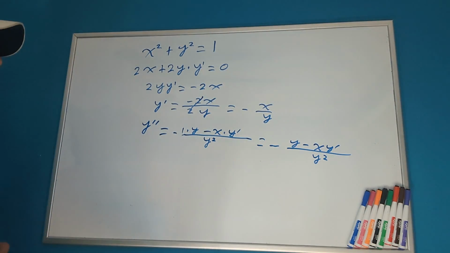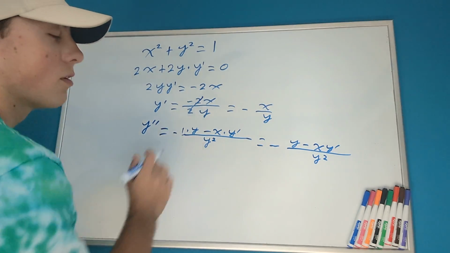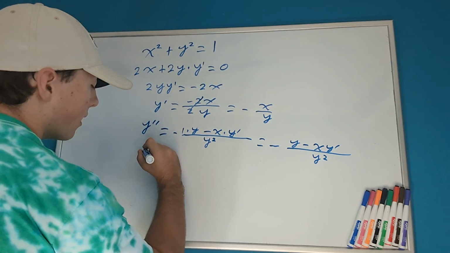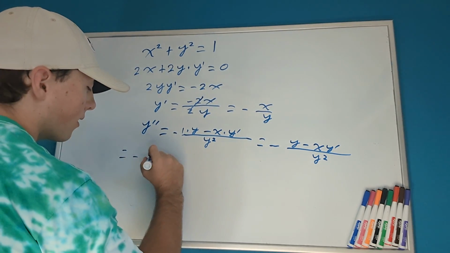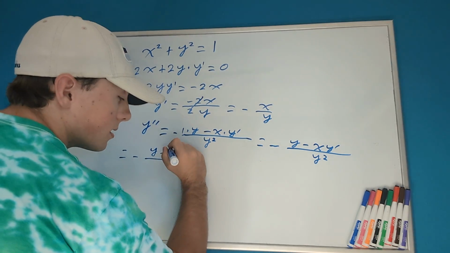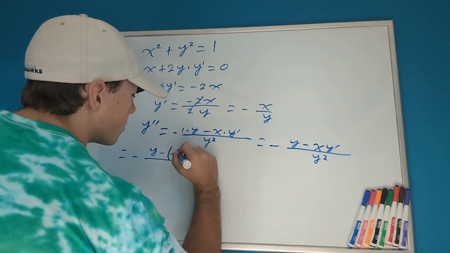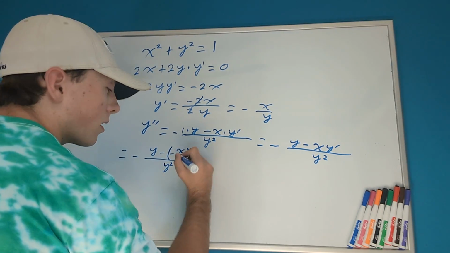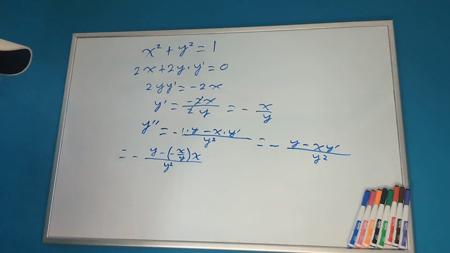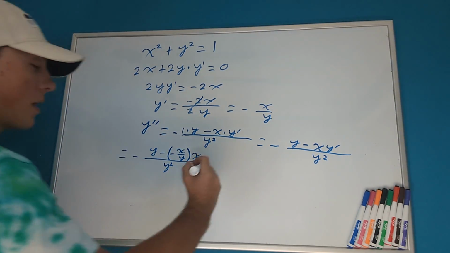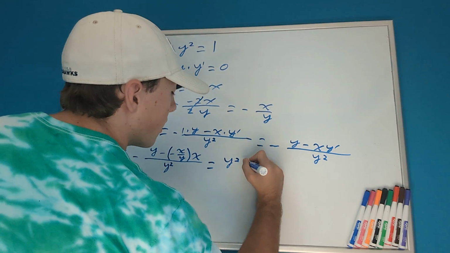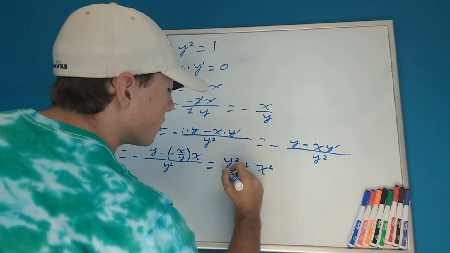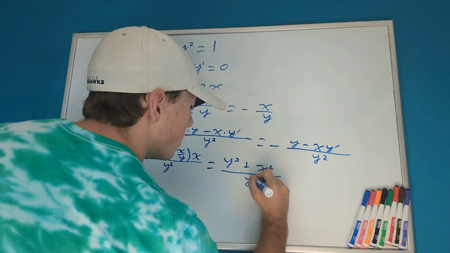So what we're going to do here is we already know what y prime equals. Y prime equals that. So what we do is we come down here and we say equals negative y minus x times negative x over y, then y squared. Sorry, this is also times x. So then we're going to multiply the entire thing by y. And we get y squared plus, because it's double negative, so it'll be plus x squared over y squared.